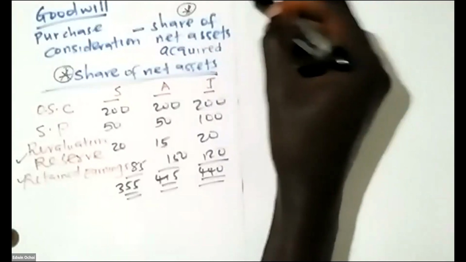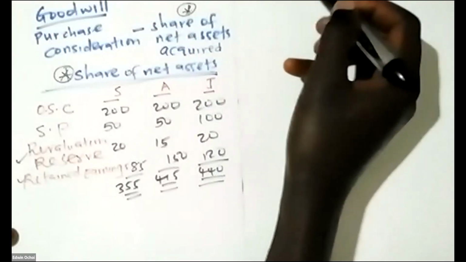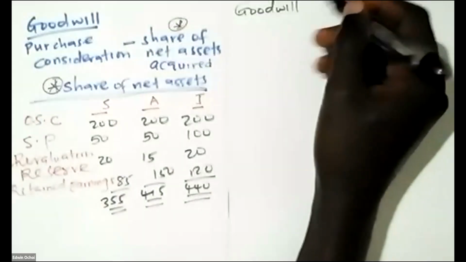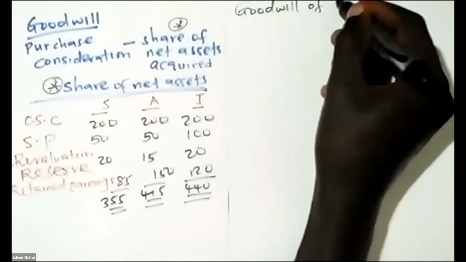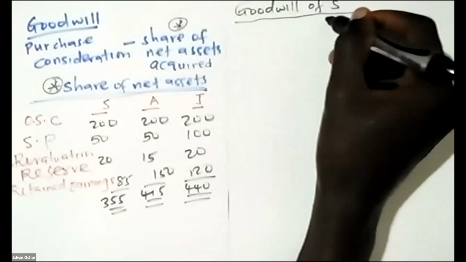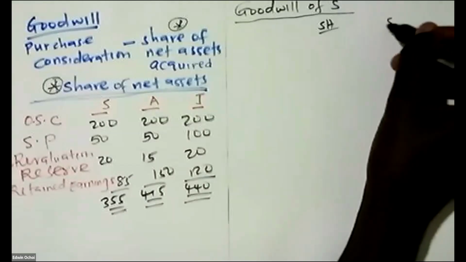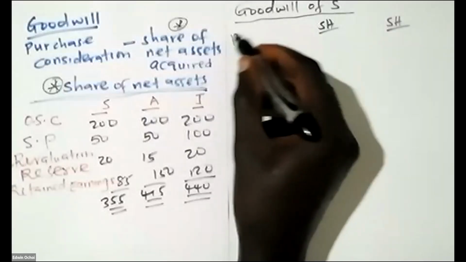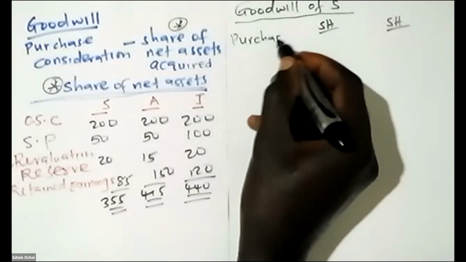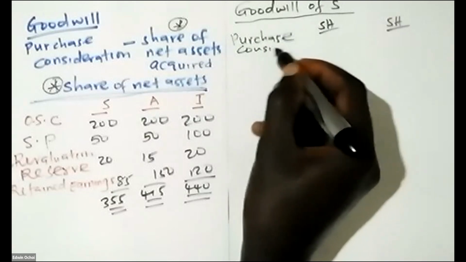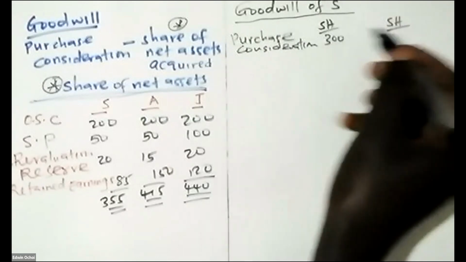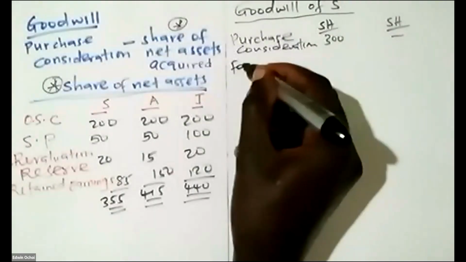So I will compute now goodwill. Now this is how you compute goodwill. I could have done it one by one, but I needed to make it simpler. So goodwill of S, use the full method, because already you are given the fair value of the non-controlling interest in S. So we have said it is purchase consideration minus share of net assets. So purchase consideration was 300. What about fair value of NCI?